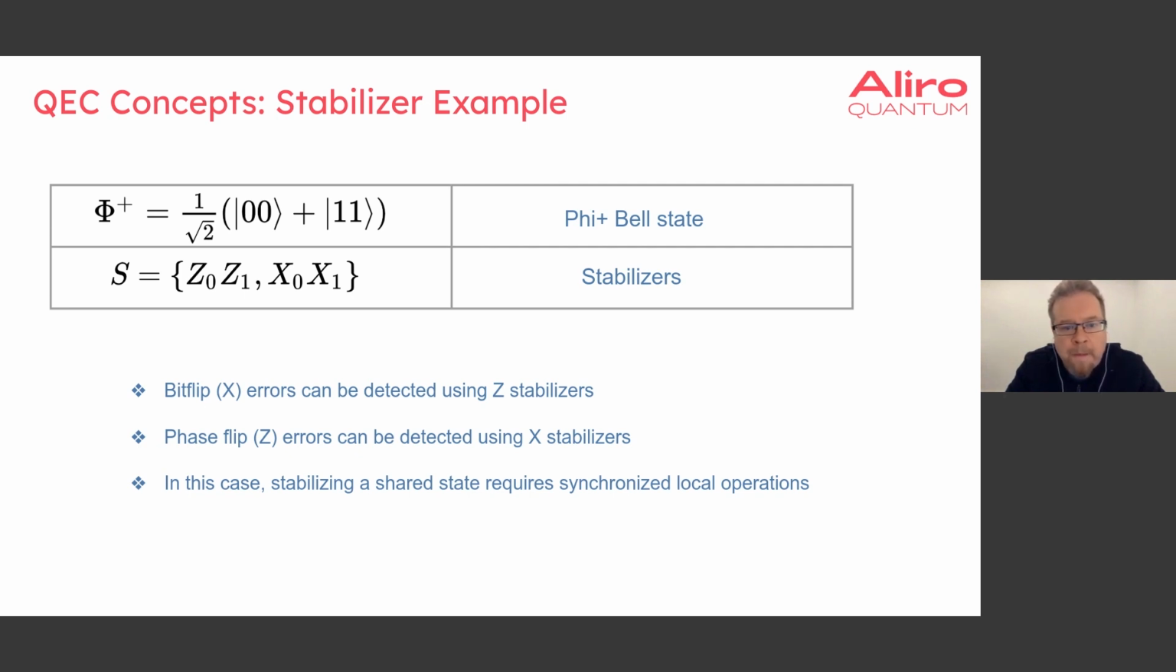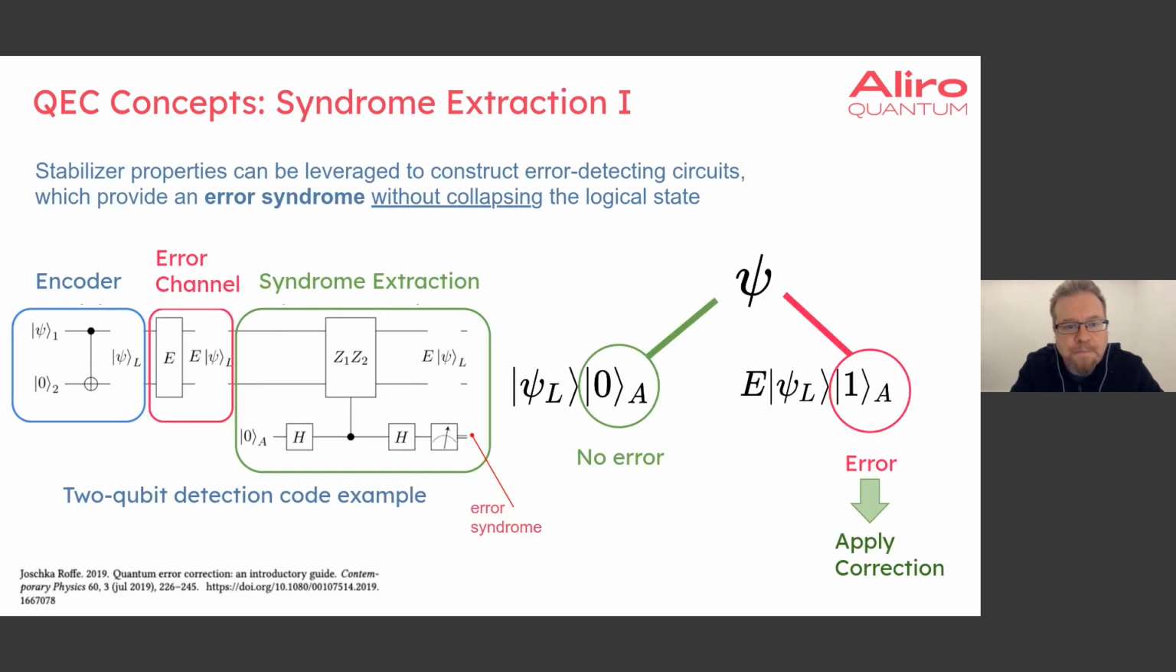Conversely, if you're expecting phase flip errors or Z-gate type errors operating on your qubits, you would choose X stabilizers. One more point here: if you were actually trying to stabilize this state and it was distributed across two nodes, you would have to execute these gates in a synchronized way in order for that to properly stabilize the state.